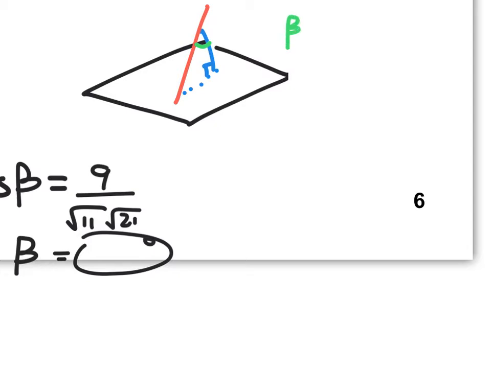Heck yeah. We just found angle beta. Whatever that is, we're going to take 90 minus that angle, and that'll give us theta.